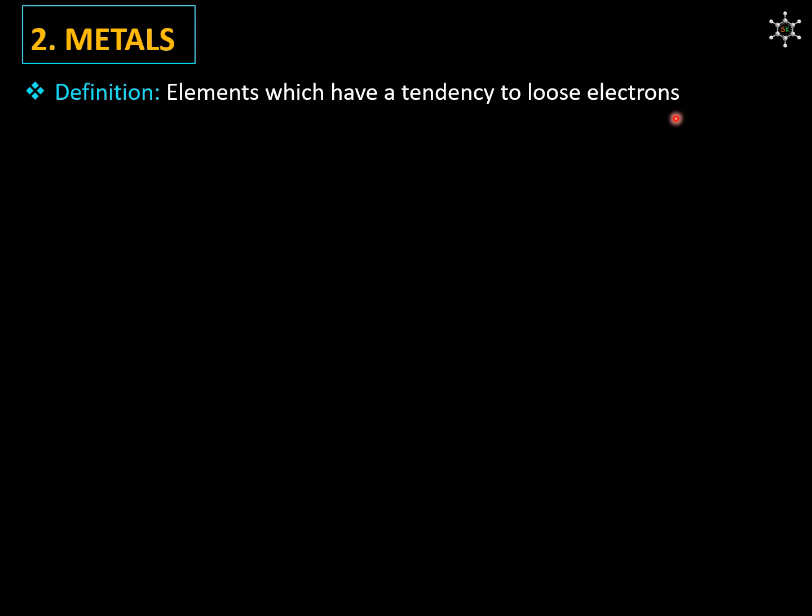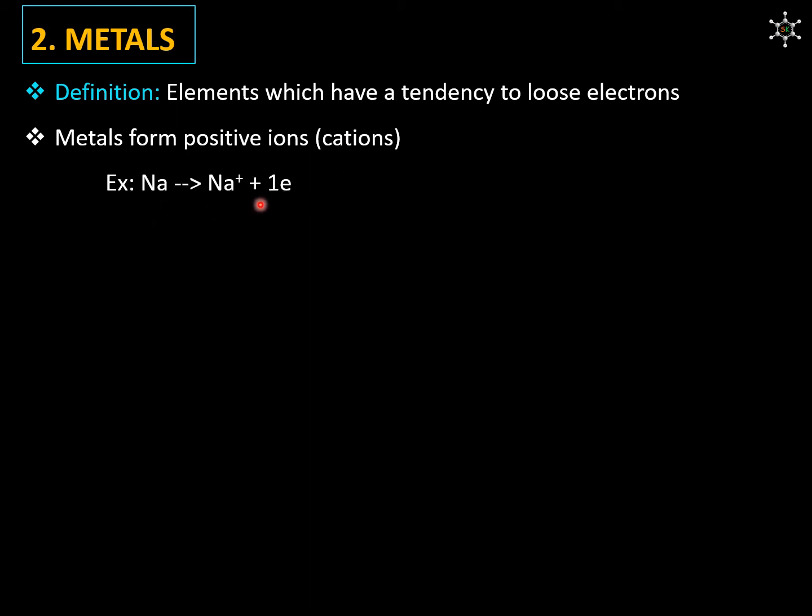Metals are elements which have a tendency to lose electrons. After losing electrons, metals form positive ions. They can also be called cations. For example, sodium loses one electron to become Na+. This can be seen like this.